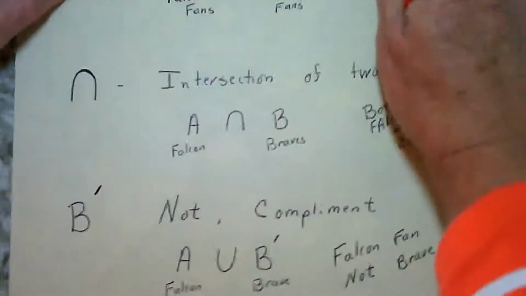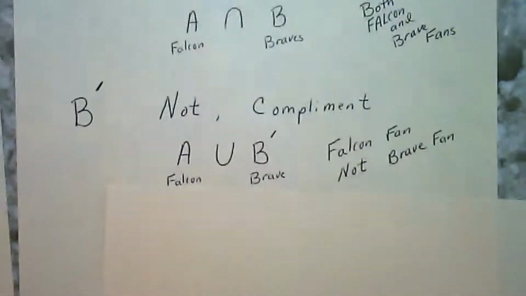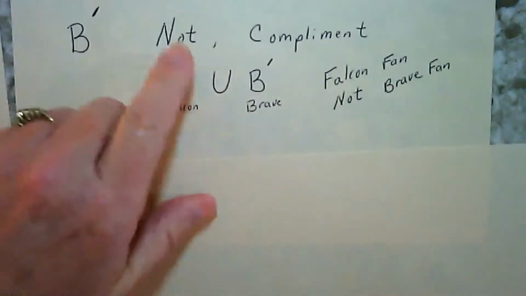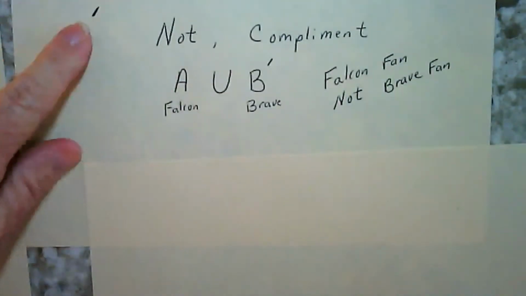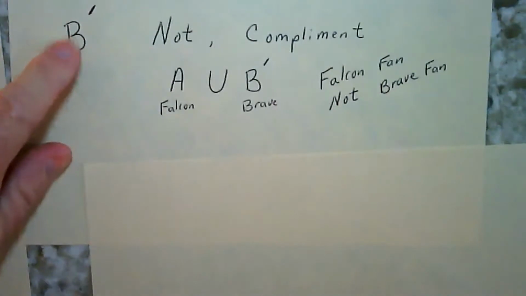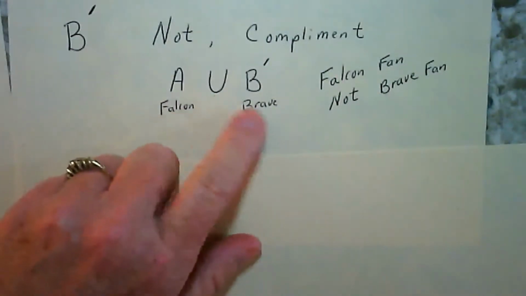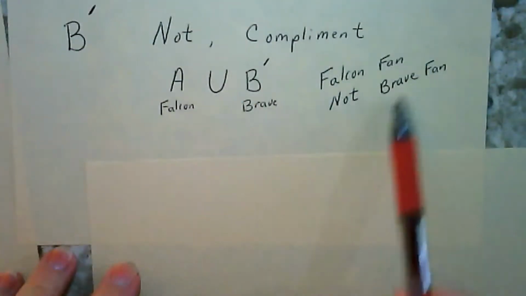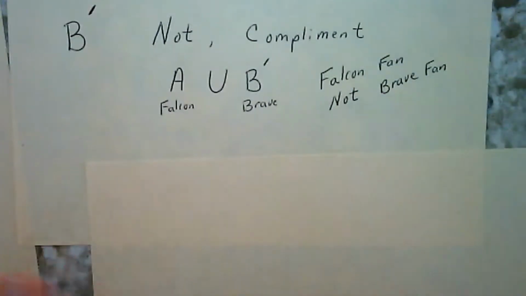Now, the last one is this symbol like an apostrophe. When you see that, that means you're not in the group, or the other word is a complement. So this apostrophe means you are not a Braves fan. So the intersection of people who are Falcon fans with people who are not Braves fans would be only people who are Falcon fans and not the baseball Braves fans.